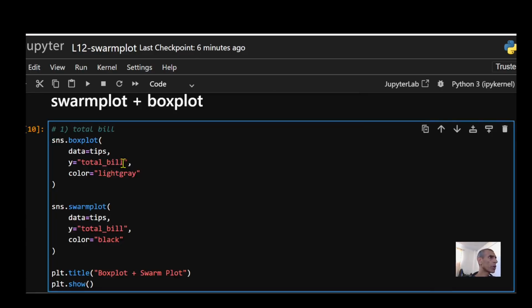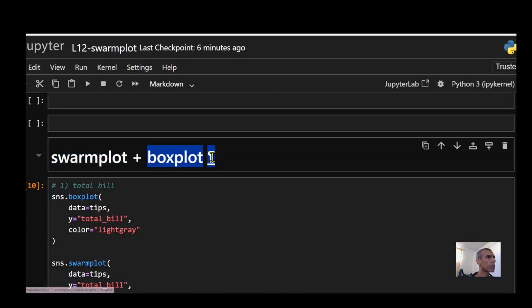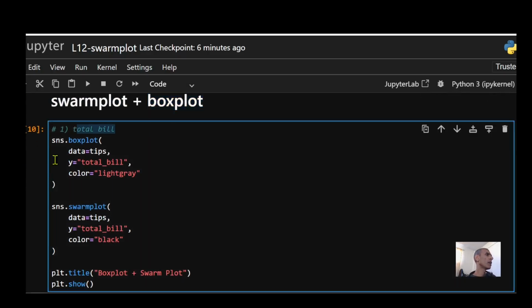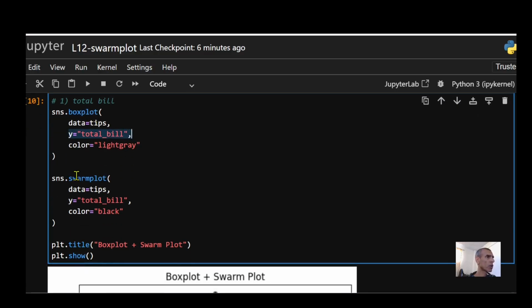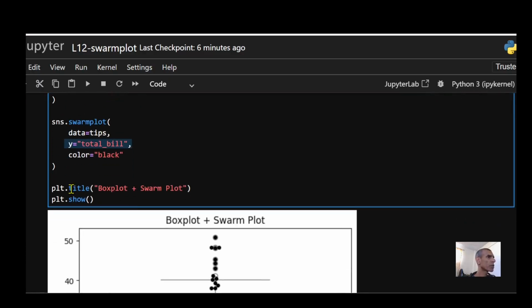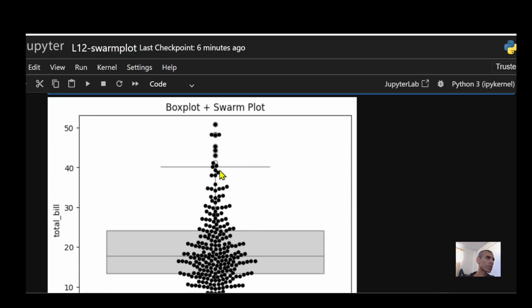And now I will show you how you can put swarm plot and box plot on top of each other. So in this case, I'll be using total bill. So call the box plot, specify your y equal to total bill, call your swarm plot, specify your y equal to total bill, and then you put the title box plot and swarm plot. When I plot them, this is how it looks.